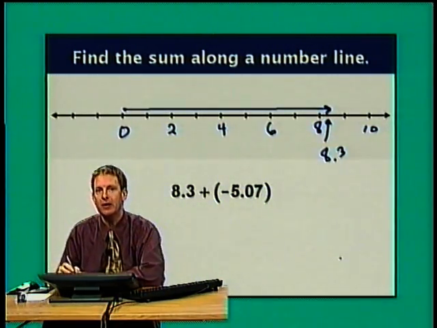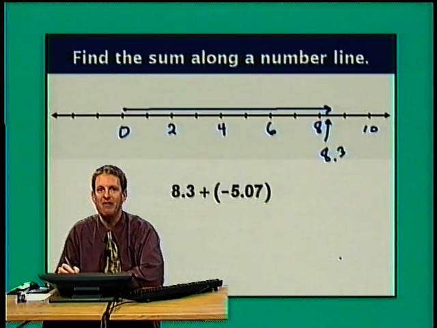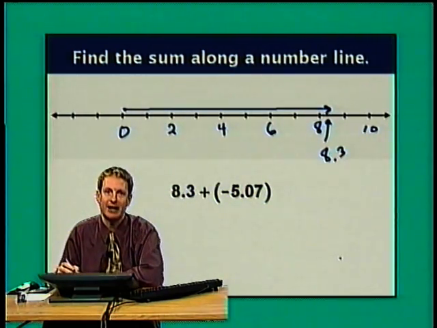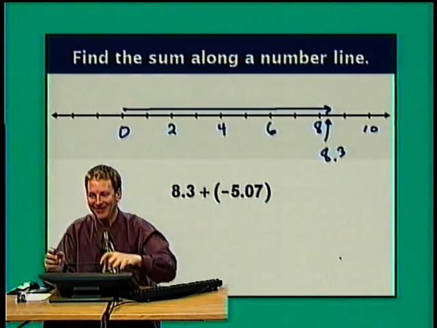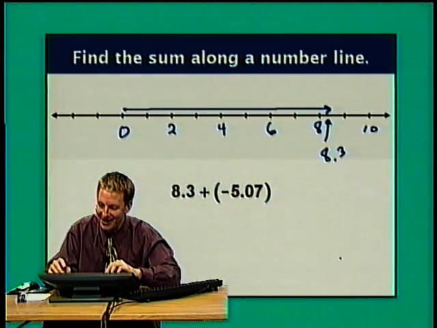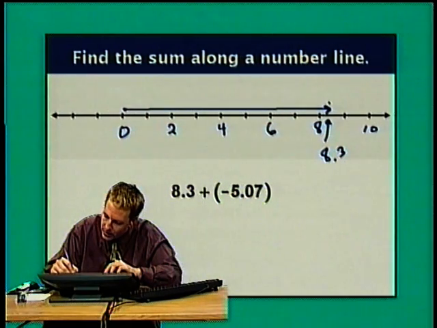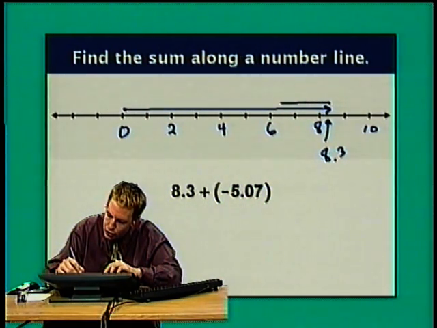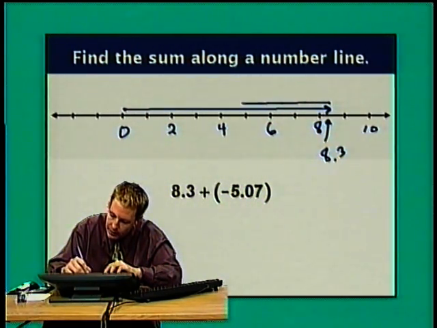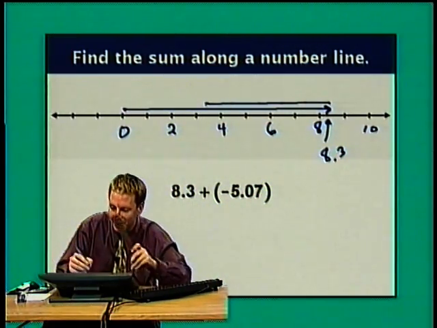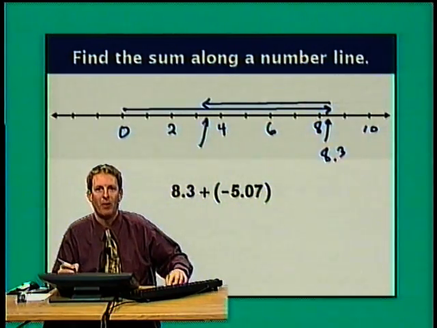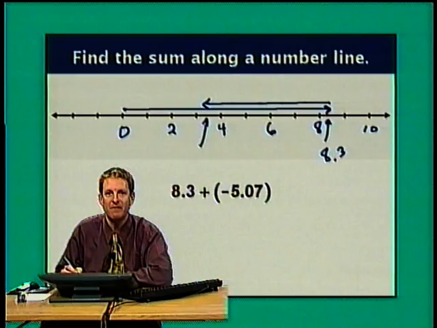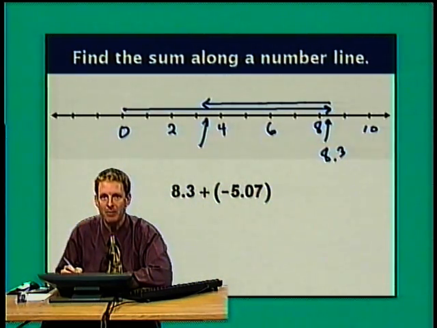Now what I need to do is I need to go left 5.07 units. That's just a wee bit more than 5 units. So getting out the ruler, picking up where I left off, I need to go left 1, 2, 3, 4, 5, and just a wee bit more. And that's my stopping point. Let's figure out what the value of that point is on the number line.